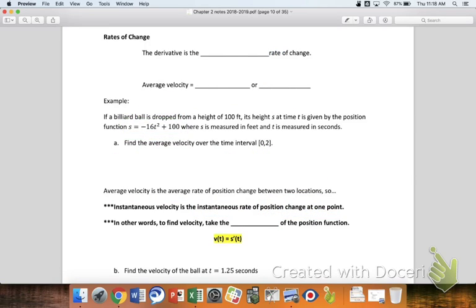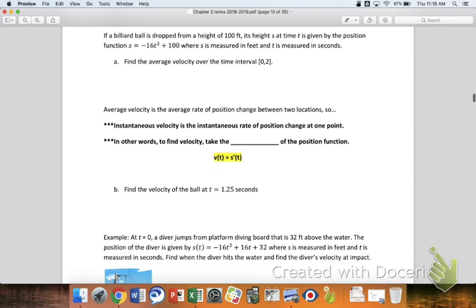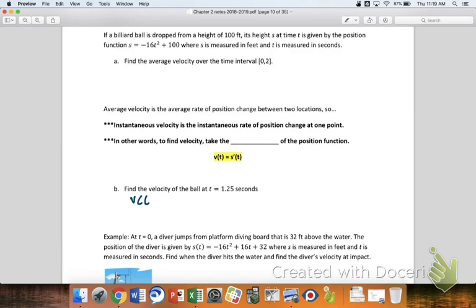So then, if I'm going to try to answer that question for B there, find the velocity at t equals 1.25 seconds. I need to find velocity first. So I'm going to say v of t is equal to s prime of t. And this is where you get to use your power rule again. So what's the derivative of negative 16t squared? And the derivative of 100? 0.